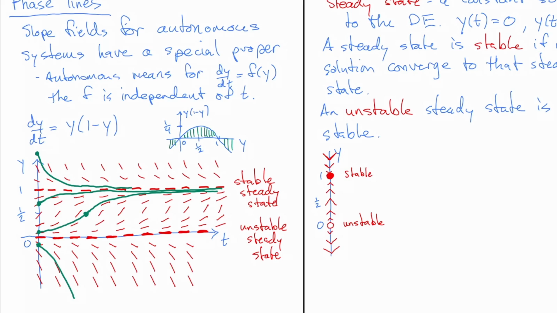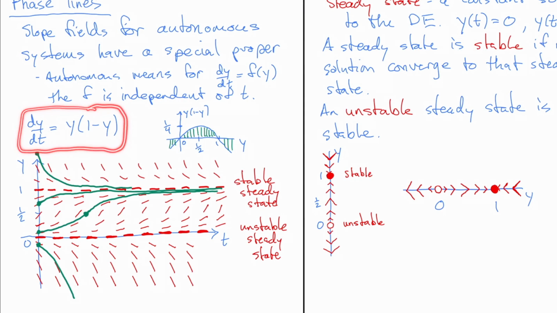So this line here is what we call the phase line. And I'm going to grab it. And we don't usually draw these vertically, maybe just because they take up too much space. Usually we would draw them horizontally, so I'm going to take this and put it horizontally. And putting the arrow sizes is kind of optional, 0 and 1. And that is what we call the phase line for the differential equation that we started with over here, dy/dt equals y(1 - y).